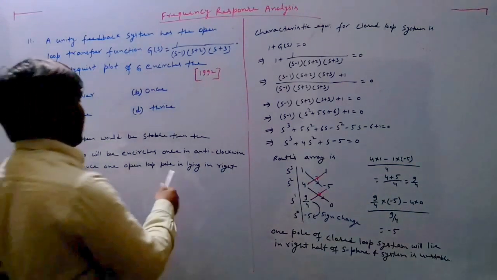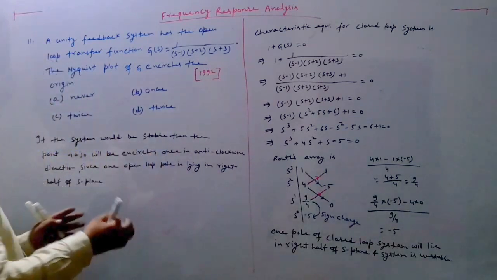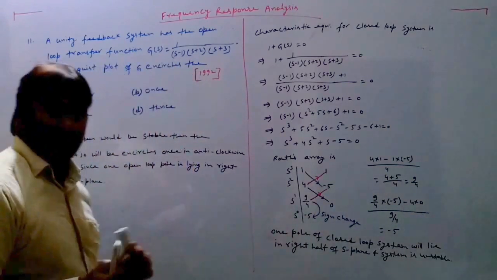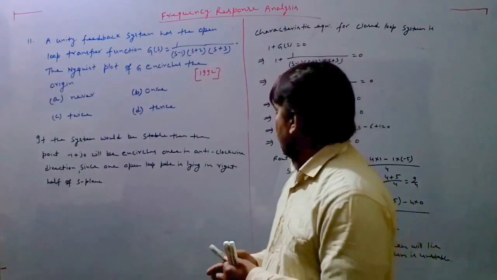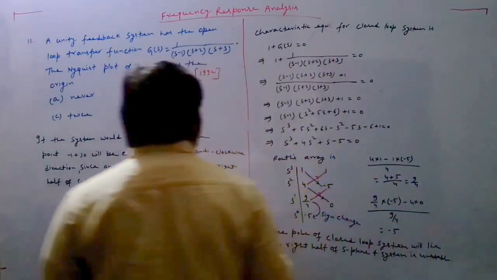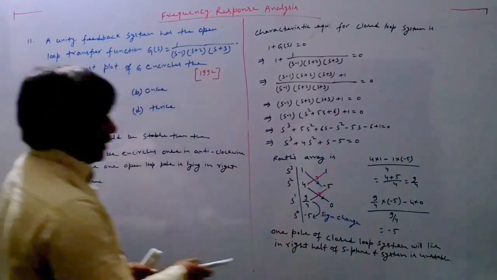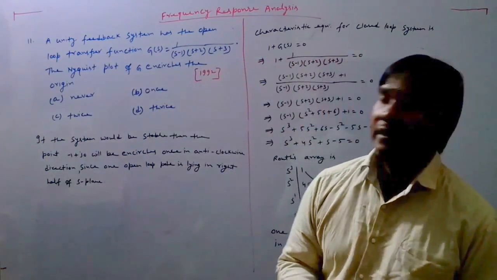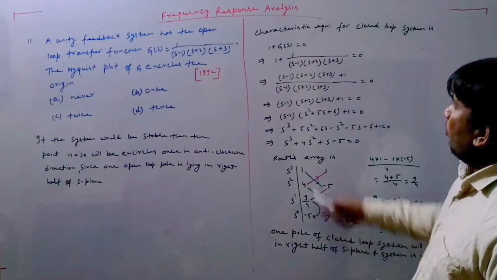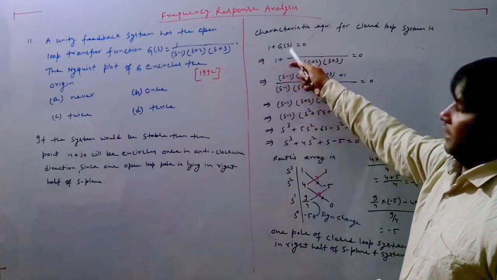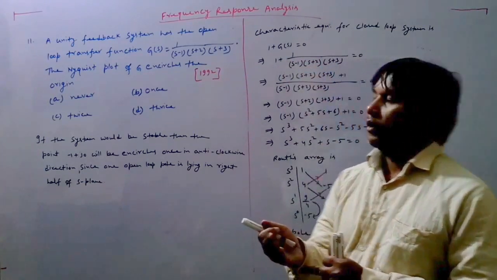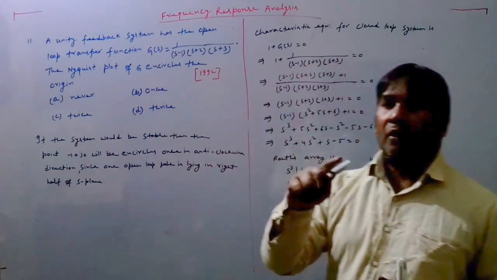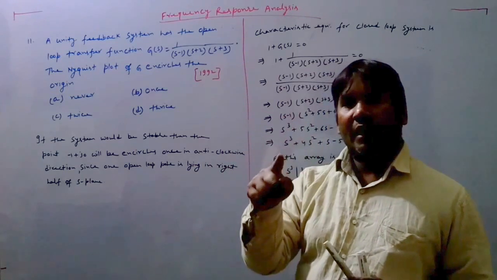But this would be possible when the system is stable. But here the system is unstable. Since the system is unstable, one pole of the closed loop system is lying in right half of the s-plane. One pole of closed loop system means one zero of 1 plus G(s) is lying in right half of the s-plane. So the point -1 plus j0 will be encircled one time in clockwise direction.